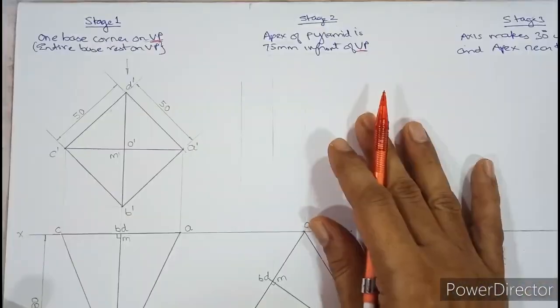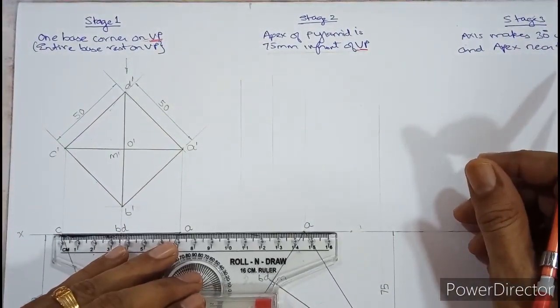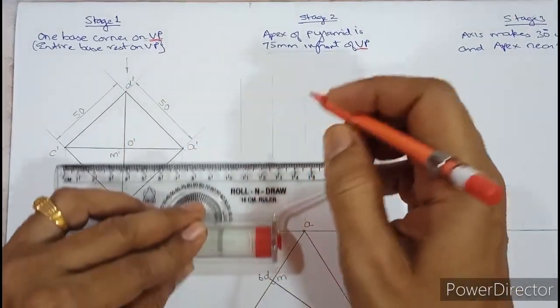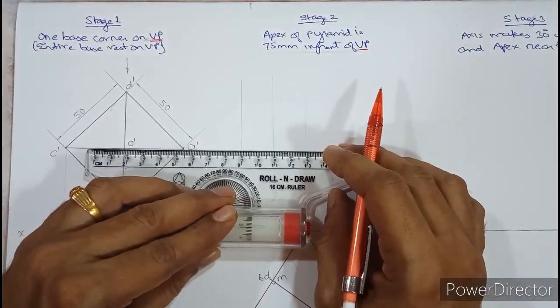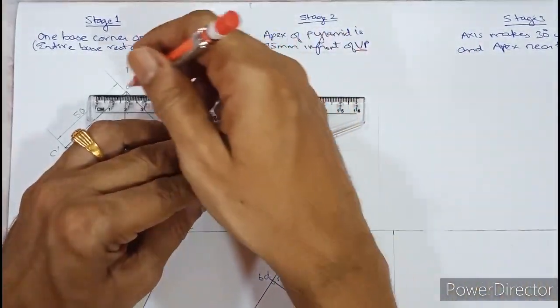Okay, now this square we need to project from here. So aligning this with the XY line, first I will project B, then this one I'll project here, and then D.